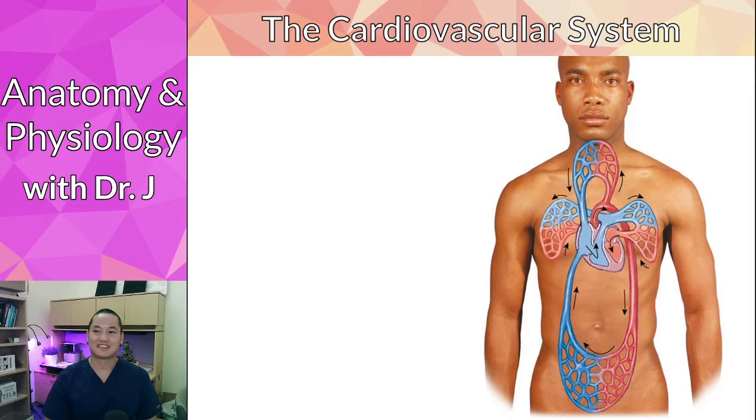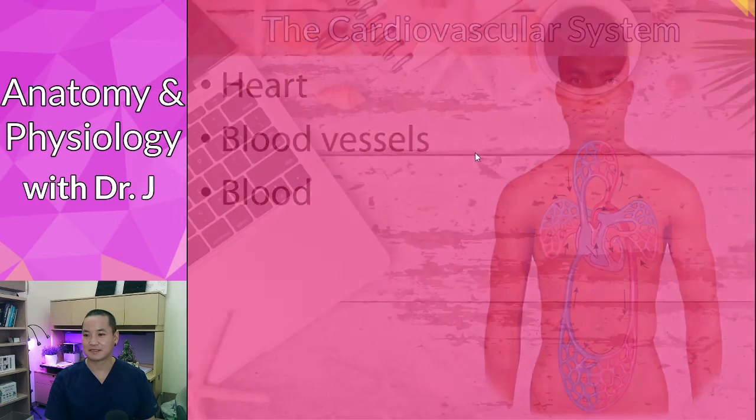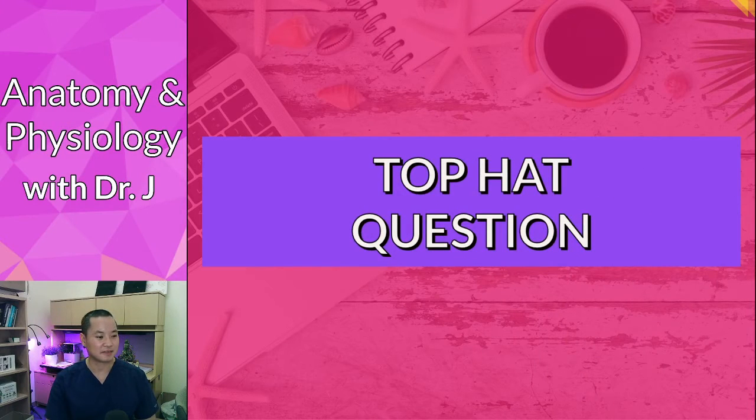Alright, so this is your cardiovascular system, and it doesn't actually look like this. It's just showing you more of the cartoon version. But what it's showing is you have the heart, you have the blood vessels leading to and from the heart, and you have all the blood circulating within these blood vessels and the heart. So that's what our cardiovascular system is. So we're going to start off with the blood, then end up with the heart and blood vessels throughout the semester. Alright, let's go to Top Hat real quick.